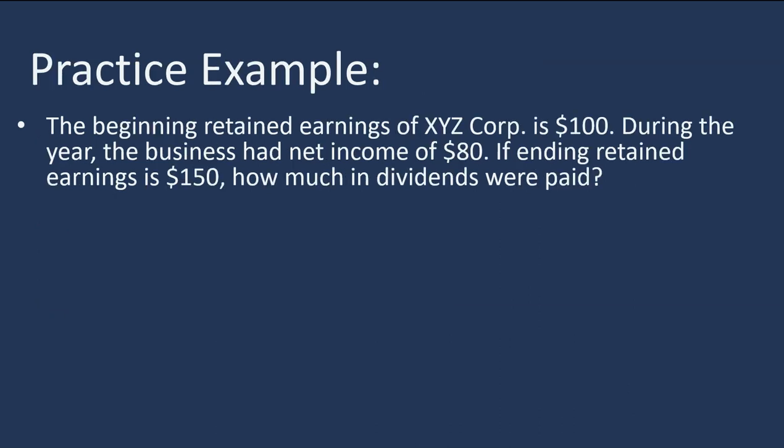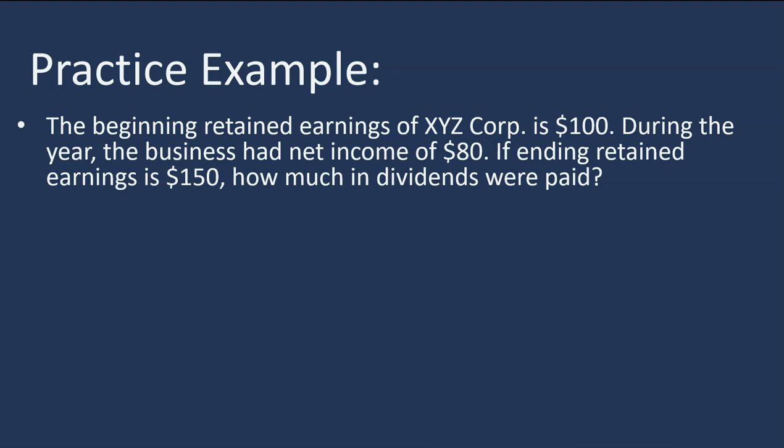So to wrap this up, let's do a quick practice example. The beginning retained earnings of XYZ Corp is $100. During the year, the business had net income of $80. If ending retained earnings is $150, how much in dividends were paid? So this time, the variable is on the dividend line.